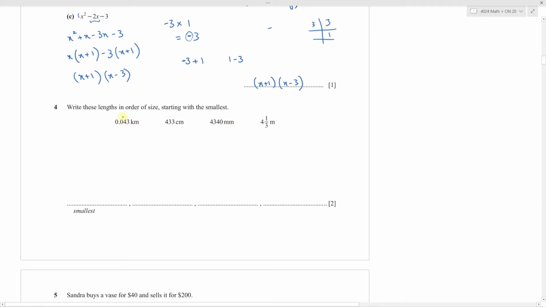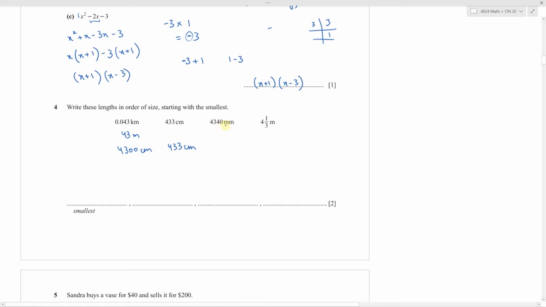So this will be, I multiply it by 1000. So I'll move the decimal 3 places to the right, 1, 2, 3. That will give me 43 meters. And then I can multiply it with 100 to get the centimeters. So this will be 4300 centimeter. This will be as it is, 433 centimeter.